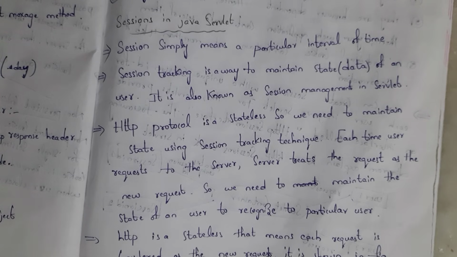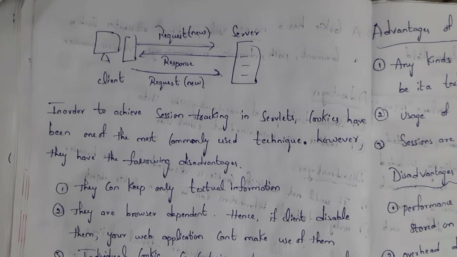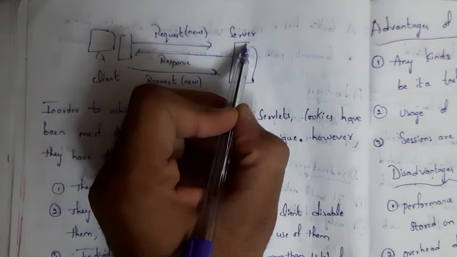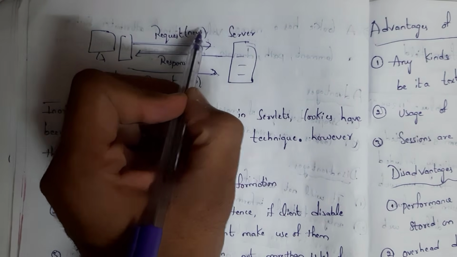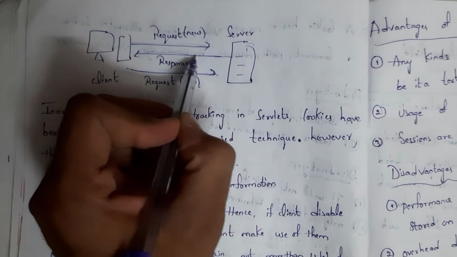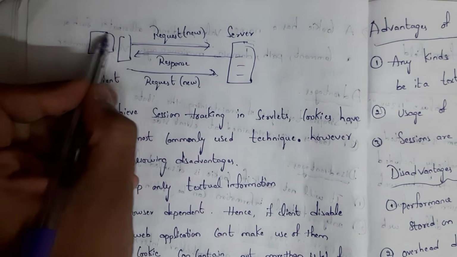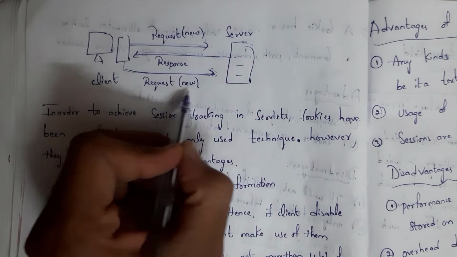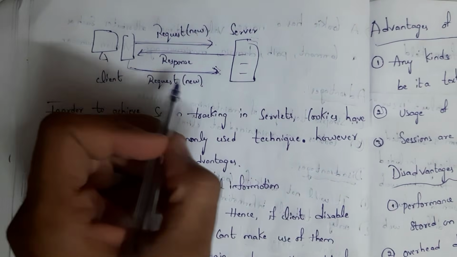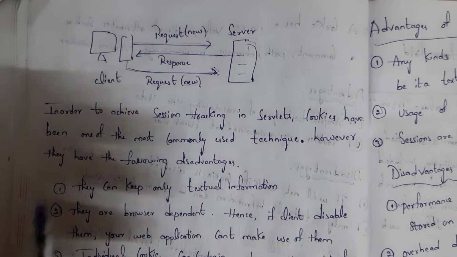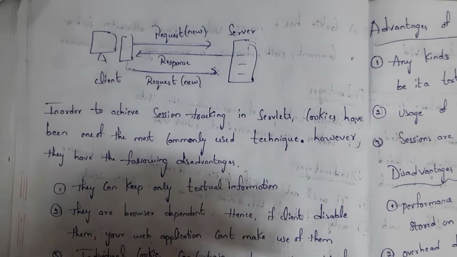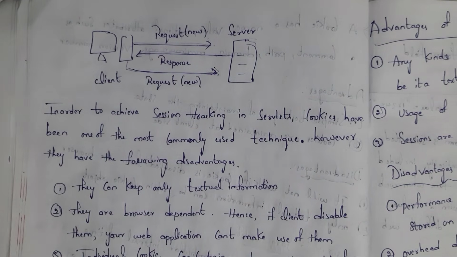For example, if you see this diagram, this is the diagram of the HTTP protocol. Whenever the user sends a request to the server, the server treats this request as a new request, and then the server will provide a response. Similarly, whenever this user sends the same request again, this request is also treated as a new request. So the server cannot identify this user. Server cannot remember this user. So it treated this user as a new user again. So in order to maintain state, that is, in order to remember users, we use session.